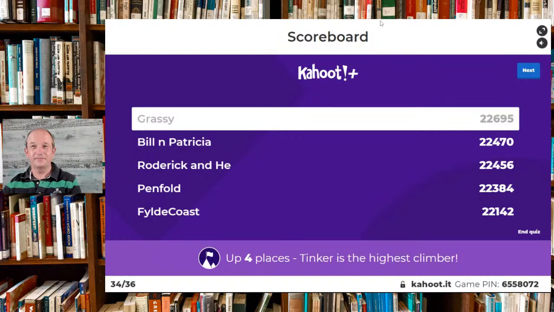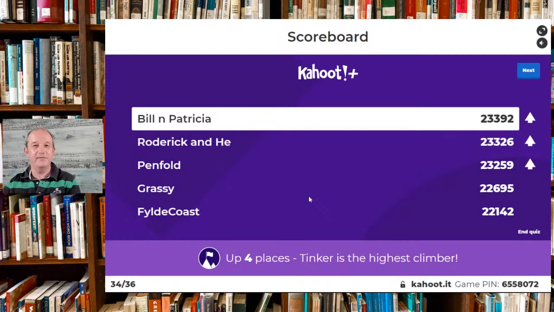Bill and Patricia going up into first place, Roderick and Helen in second, Penfold up to third, Grassy down to fourth place, and Filed Coast there. Tinker, highest climber again, up four places. Tinker keeps having a go, keeps coming back. Well done. That's really good. And there's still time. I don't know what scores other people have got, but two questions to go.